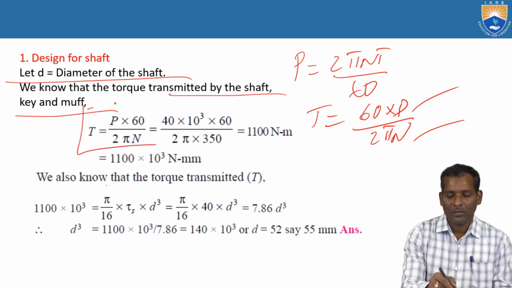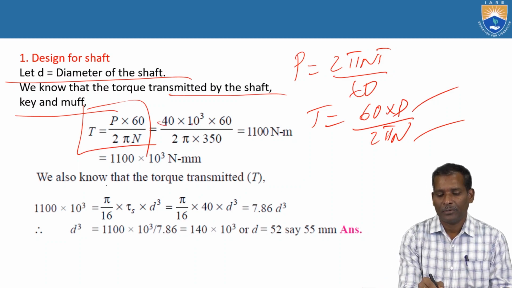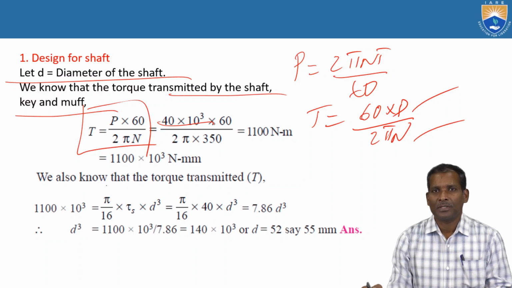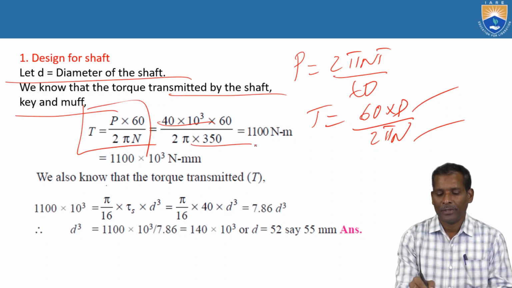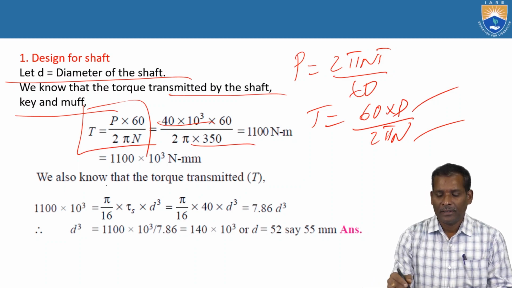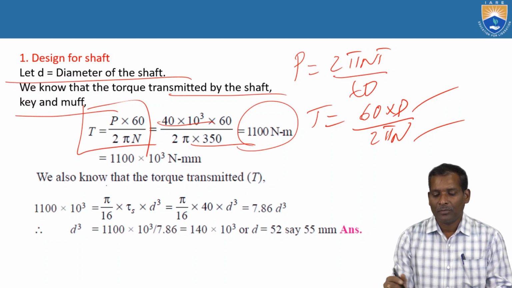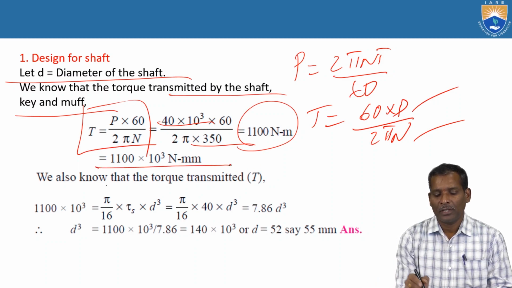Now in this equation substitute the given values. The power value, already given in our problem, is 40 kilowatts, converted into watts: 40 into 10 cube, into 60, by 2 pi into N, where N is the shaft rpm. So now calculating, we get about 1100 Newton meter. Convert this value into Newton mm.